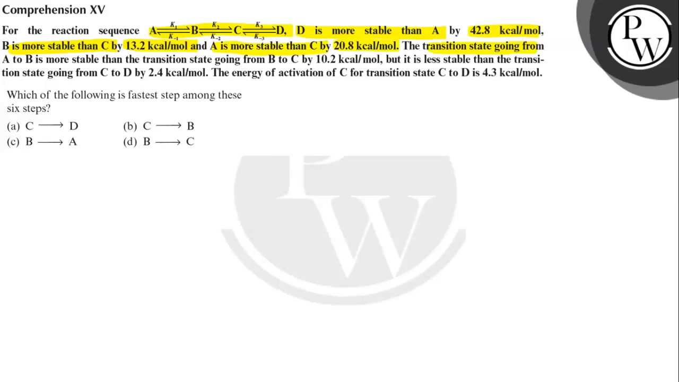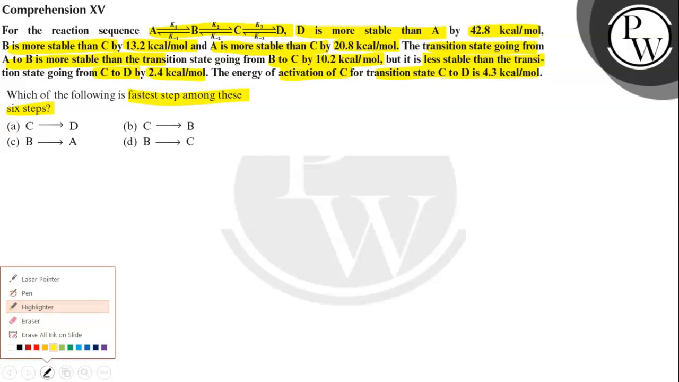The transition state going from A to B is more stable than the transition state going from B to C by 10.2 kilocalorie per mole, but it is less stable than the transition state going from C to D by 2.4 kilocalorie per mole. The energy of activation of C for transition state C to D is 4.3 kilocalorie per mole. Which of the following is the fastest step among these steps?